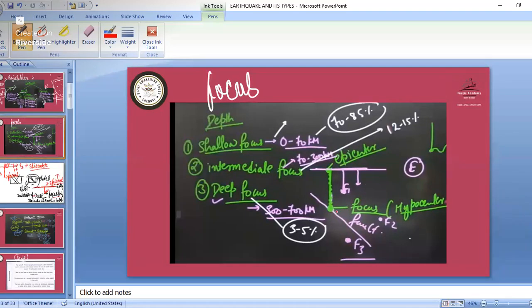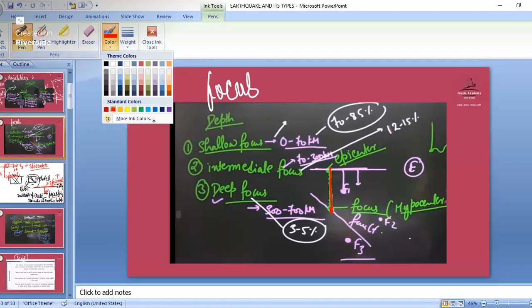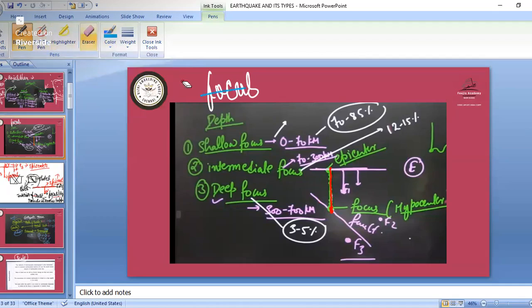You can see this in the diagram also. Here we have the focus, and from this focus, at 90 degree, we have the epicenter. Now at the depth of this focus, the sudden release of energy is happening. According to the depth, we have 3 types of earthquakes. In our earlier part also we have studied this.